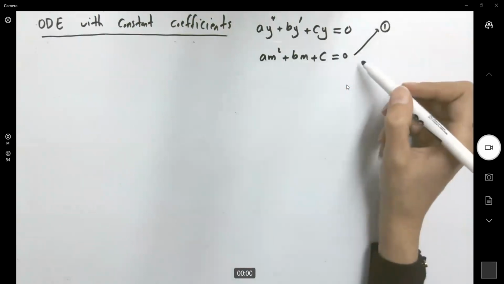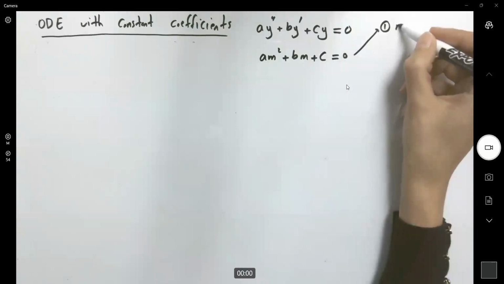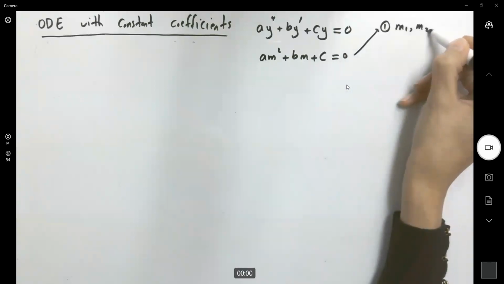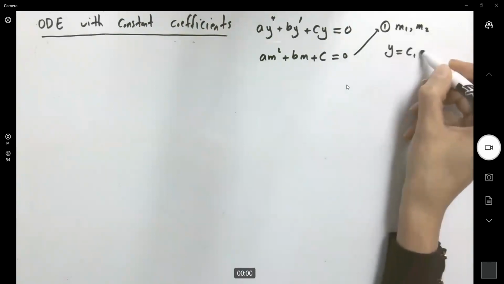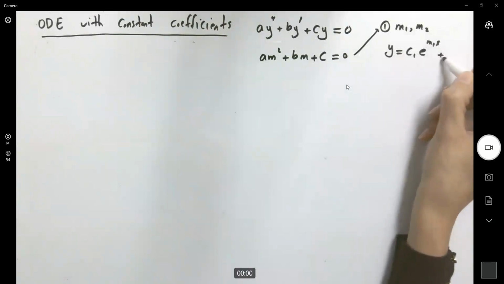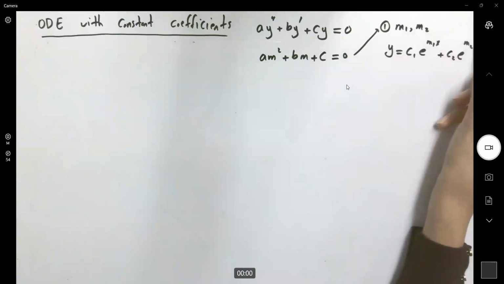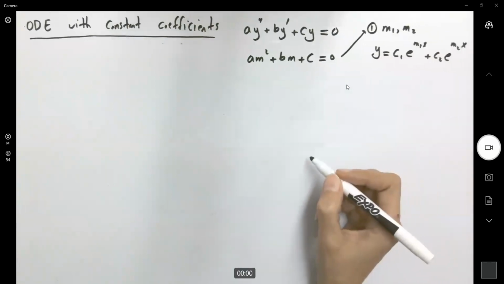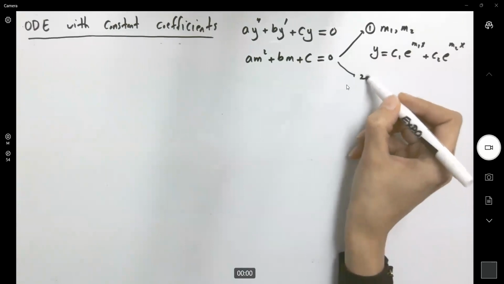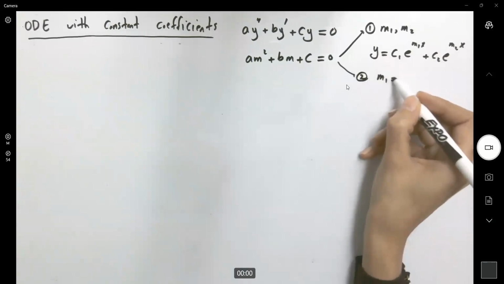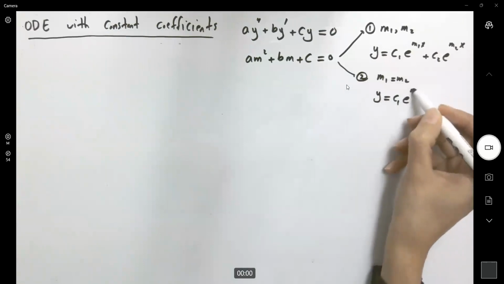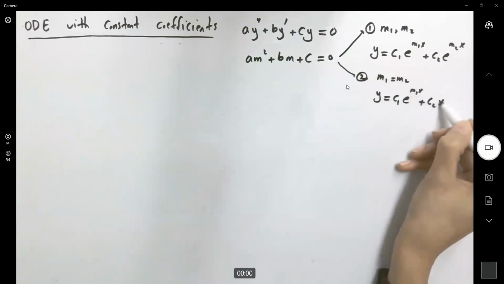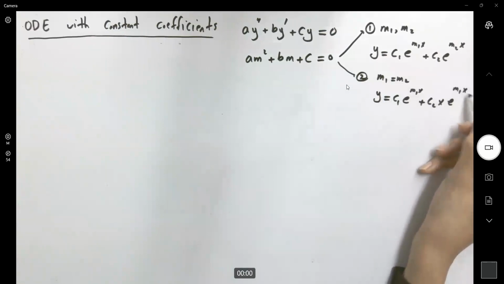If we have distinct roots and they are real roots, then y is equal to c1 e^(m1x) plus c2 e^(m2x). If we have a repeated root, m1 is equal to m2, then y becomes c1 e^(m1x) plus c2 x e^(m1x).